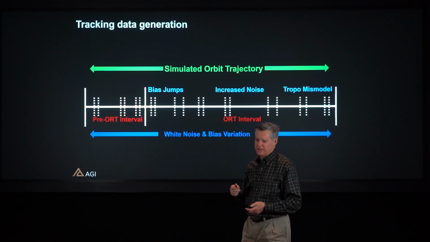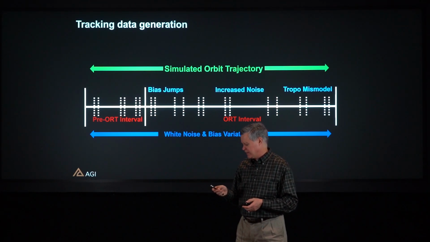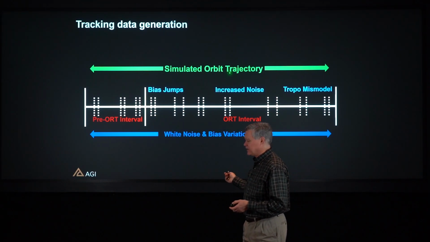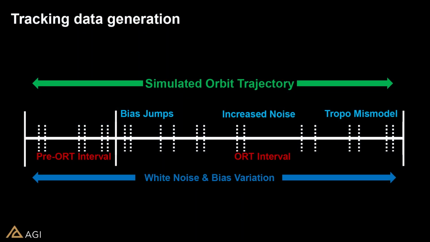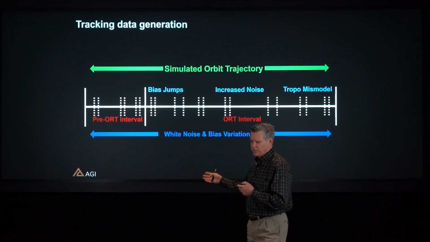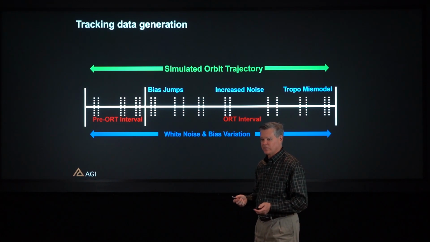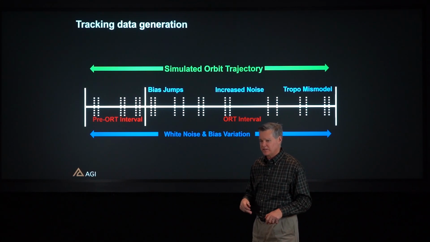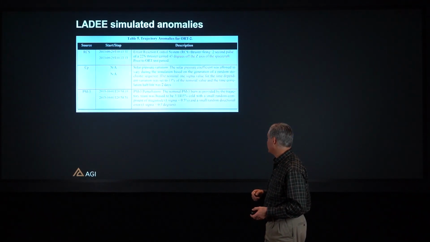And this is a little bit more detail in terms of the tracking data generation itself. What we can see is that we have our simulated orbit trajectory, and then during the ORT period, we're adding things like jumps in observation biases. We may change the transponder delay, environmental mismodeling, increased noise on the measurements, and so forth. So this added additional challenges to the spacecraft operations team for when they process the data.